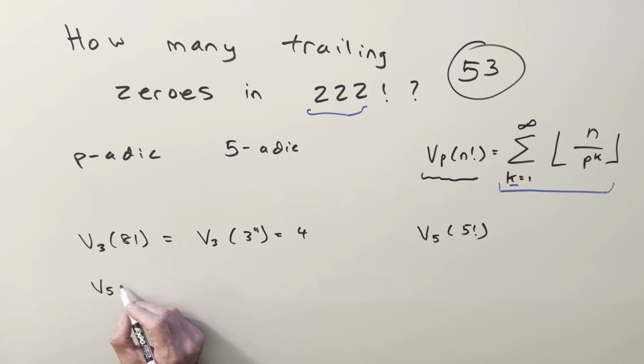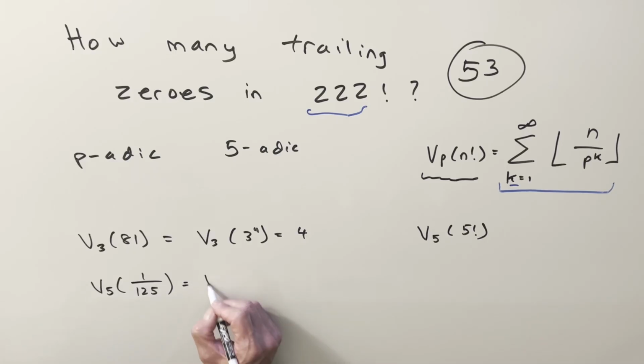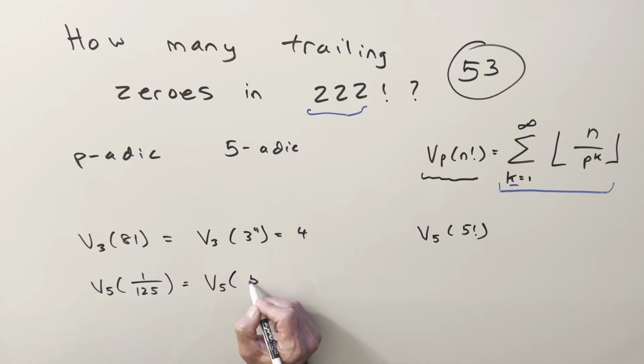Let's look at a couple different examples. It doesn't have to be positive. Let's say we have 1 over 125, where 125 is 5 cubed. Then we could write it like this, 5 to the minus 3. And then this thing just returns minus 3.